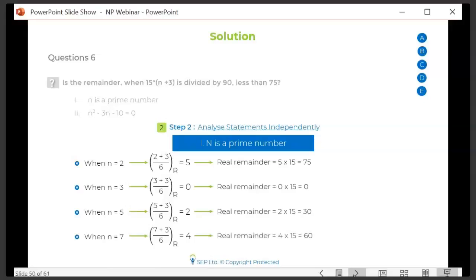Now notice, in these 4 cases, out of them, in 3, 5, and 7, the remainder is less than 75. And notice very carefully, the important words are less than 75. And here, in the case of 2, you are getting 75, which does not fall in this category. So if somebody asks you, is the remainder less than 75? Will you be able to say yes after looking at these 4 cases? Can I say yes? The remainder is less than 75? Can I say that?